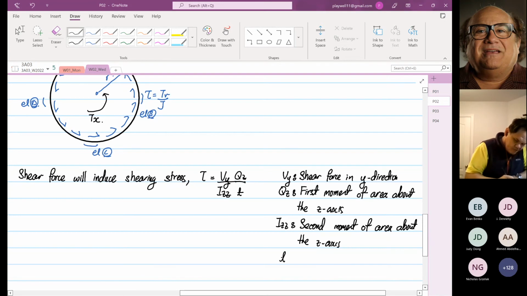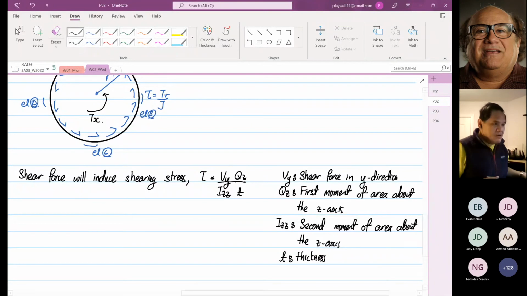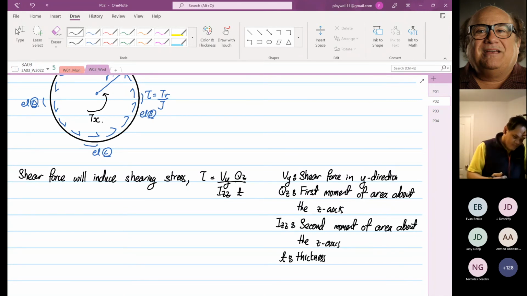T represents thickness. Okay. Now, shearing stress is one of the most difficult topics. Is it possible that the same force, torque and bending moment happen at the same time? Yes, all can happen at the same time. Everything can happen at the same time. So, as I said, this is one of the most difficult topics.